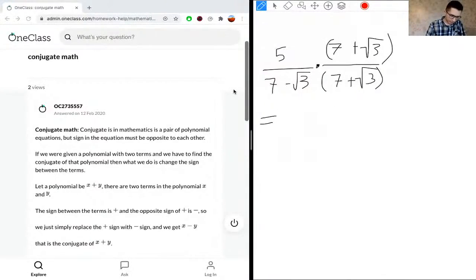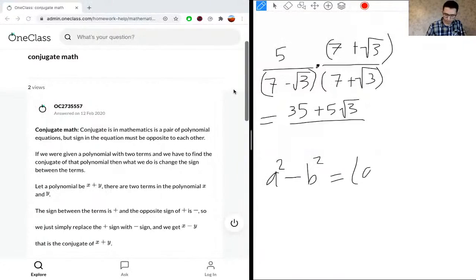So we have 5 times 7, which will give us 35, and then we have plus 5 times square root 3. And then on the bottom here, we know that this right here is a difference of squares. This is in a similar format for the difference of squares. The difference of squares is a squared minus b squared is equal to a minus b times a plus b. So we'll use that here.